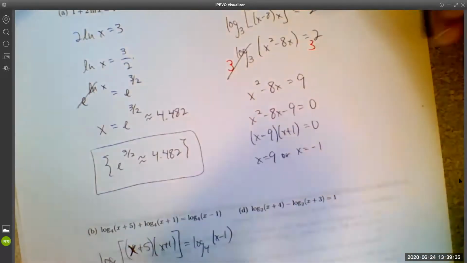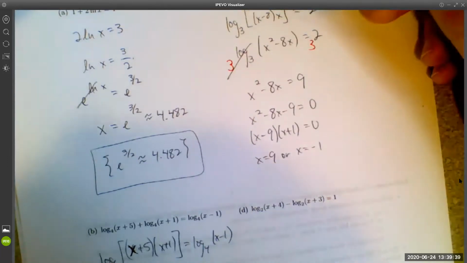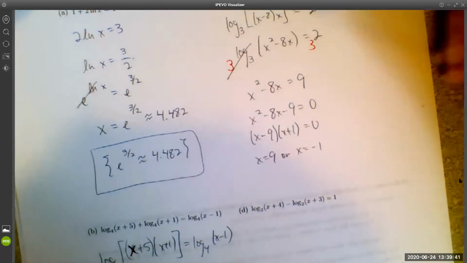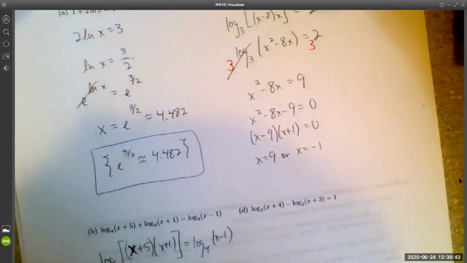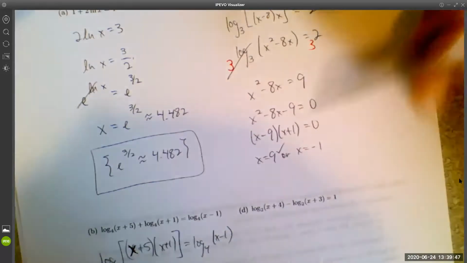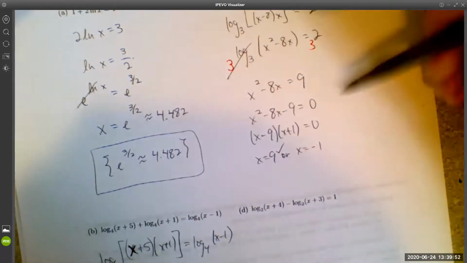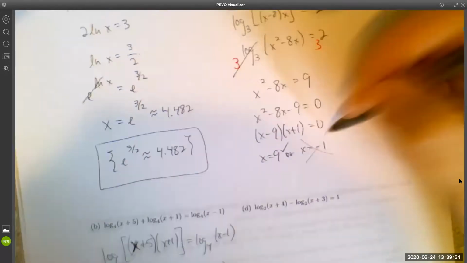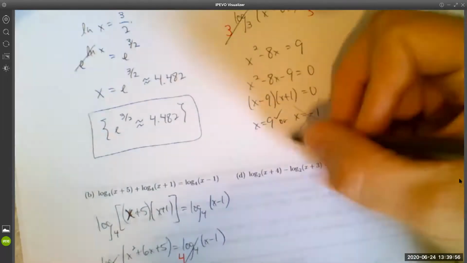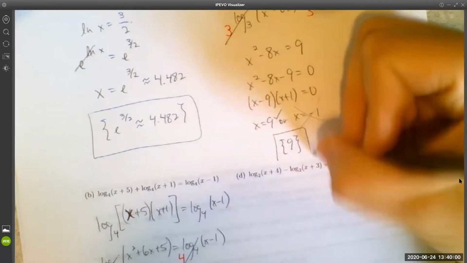We've got to check these. So checking 9, here we get an argument of 9 minus 8, which is 1, so that's okay. Here we get an argument of 9, so that's okay. So 9 is going to work. If we plug in -1, -1 minus 8 is -9, that's bad, right? Automatically, that's not going to be any good. So my solution set is just 9.